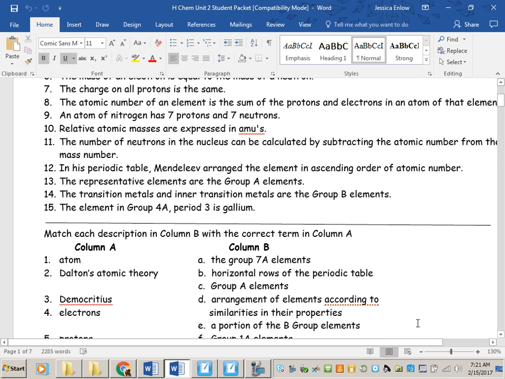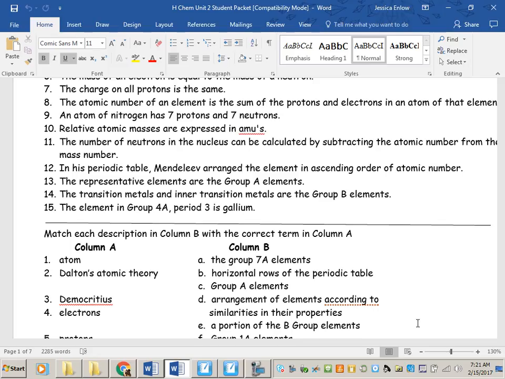All right, and then lastly. What are we on? 14? No, 13. The representative elements are the group A elements. Yay or nay? That one's always true. Look on your periodic table, the blue one in front of you. Do you guys see where it says 1? You should be looking at the periodic table in front of you.